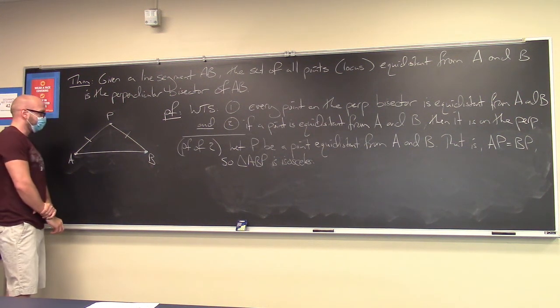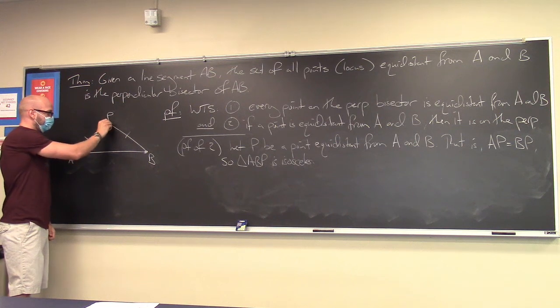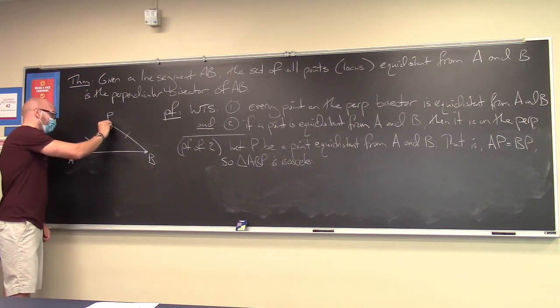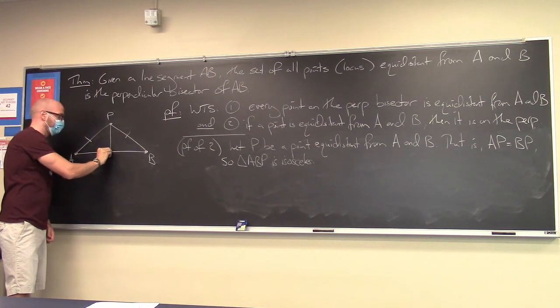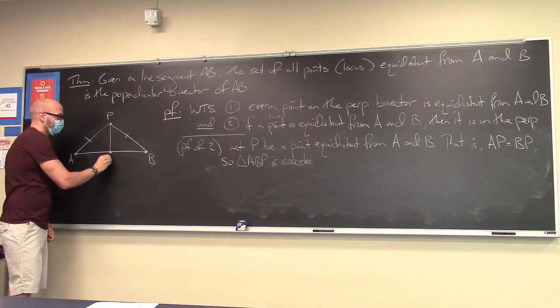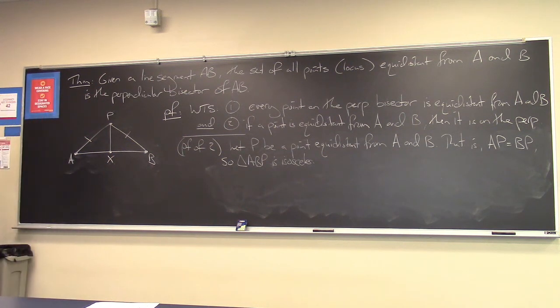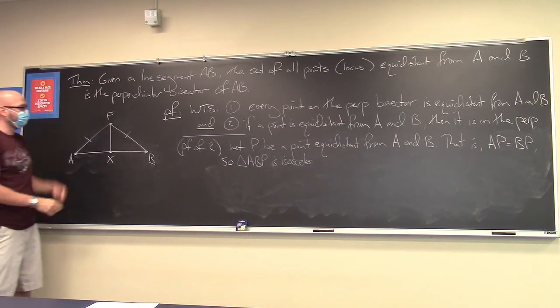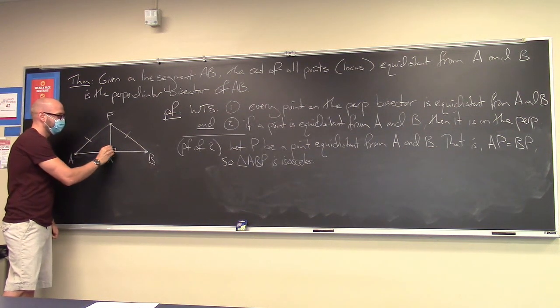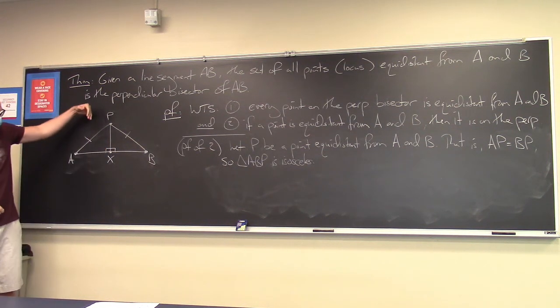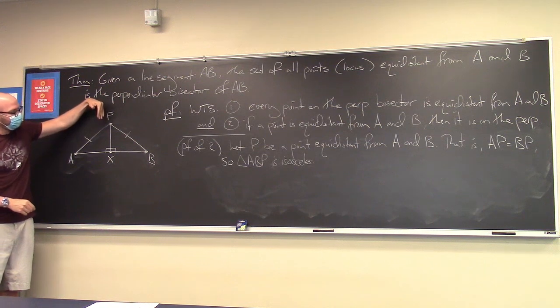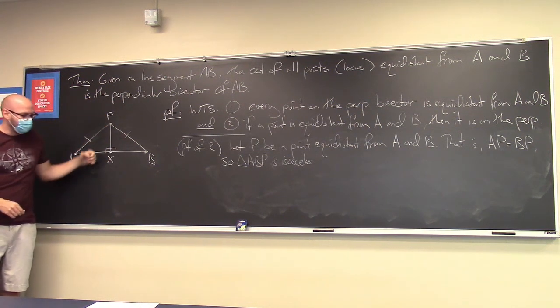And so what I want to do here is drop an altitude down from P. So I'd let X be the point on segment AB such that XP is an altitude. What's an altitude? An altitude is the line drawn so that it intersects the base perpendicularly.